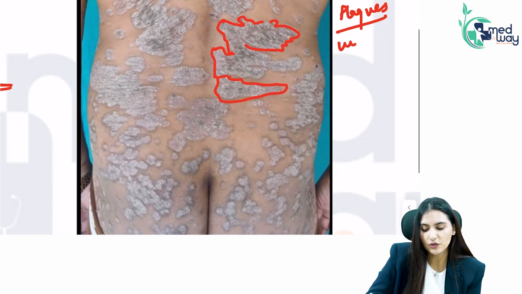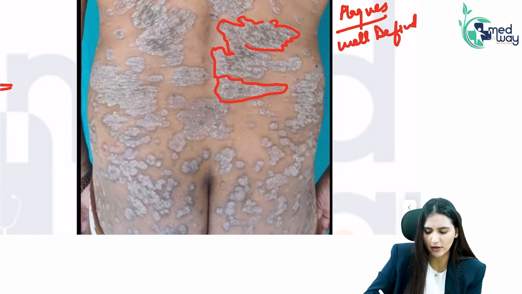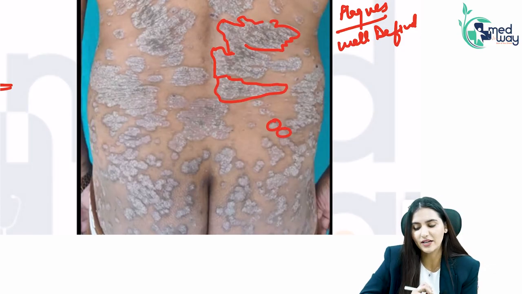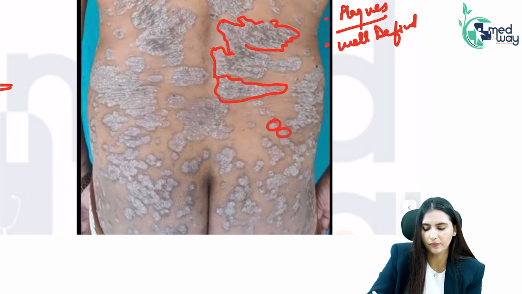These are well-defined lesions. Well-defined. These are not vague lesions. You can see the boundary exactly where it is. So well-defined lesions. और क्या दिख रहा है यहाँ पे?